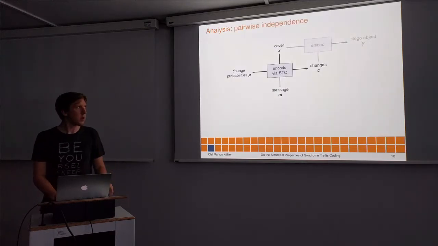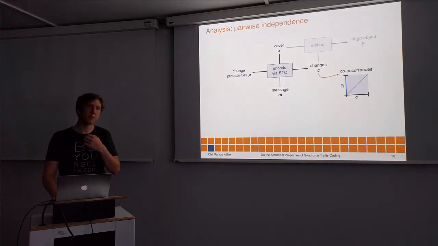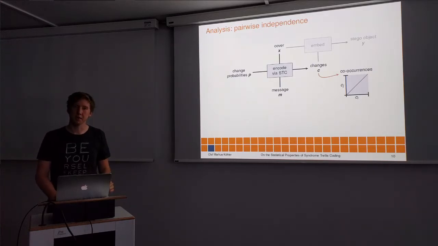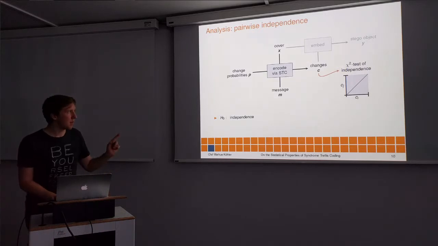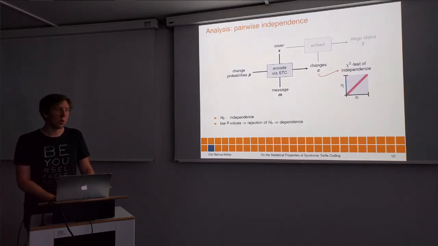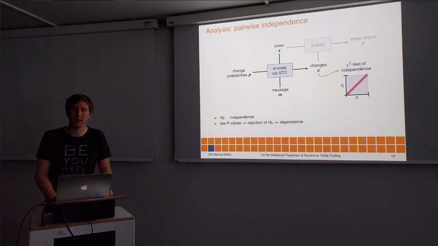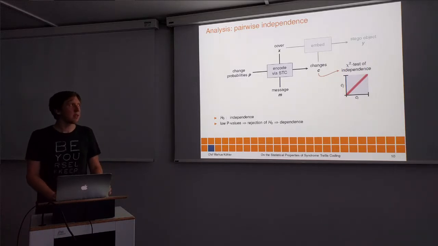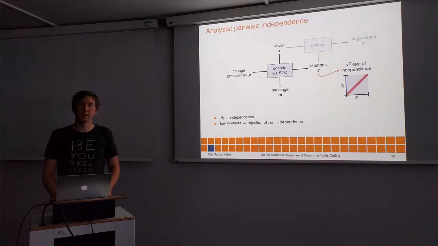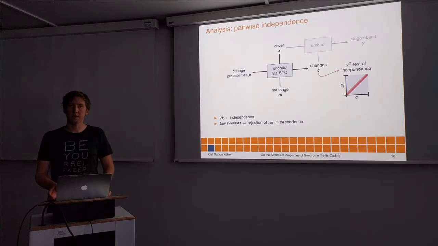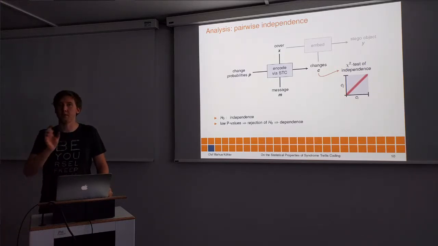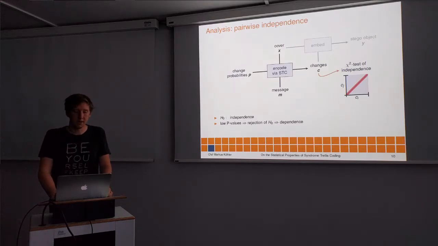So back to our drawing board, we have the change vectors. From the change vectors we calculate the co-occurrences. Based on these co-occurrences we do the chi-square test of independence. Note the null hypothesis is independence, so low p-values mean that we reject the null hypothesis, and thus low p-values mean that we assume dependence. Okay, we expect to see these dependencies close to the main diagonal, in the sense that we expect to observe these dependencies at spatially close pixels, just because we have this linear construction of the coding matrix.